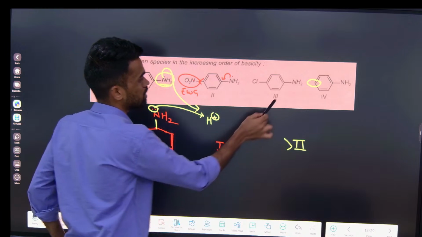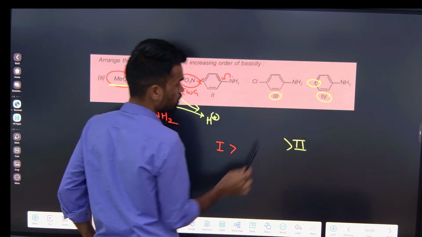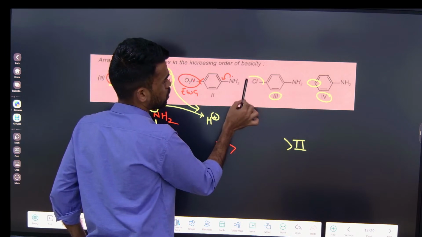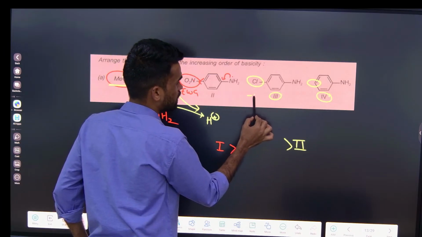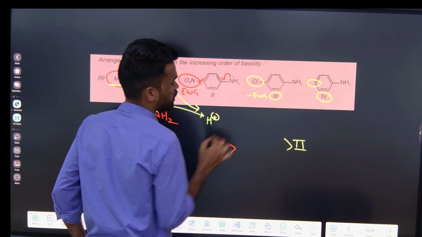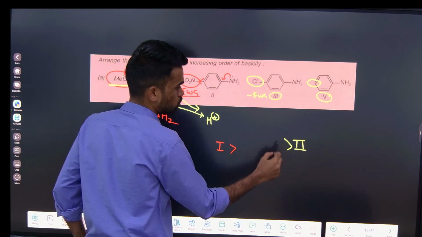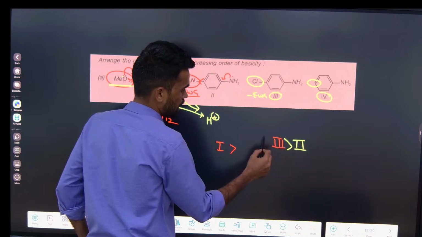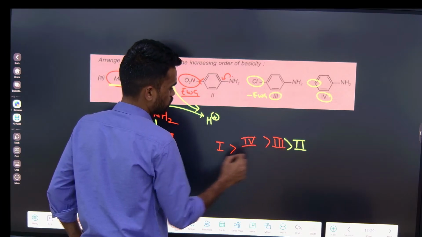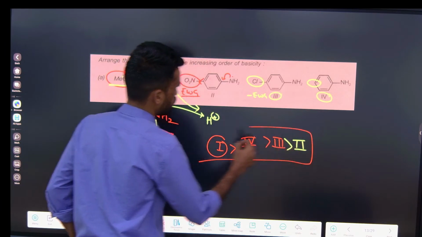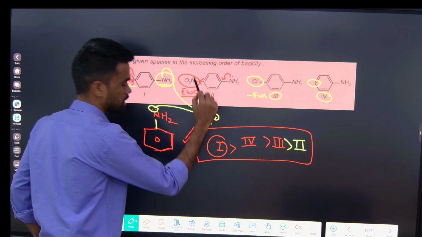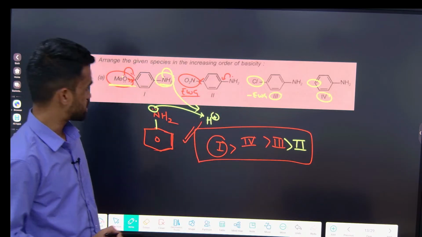Now in between we have these two things. Okay, so here chlorine is a weakly ring deactivating group due to its minus I nature, but it is a strong ring deactivating group. Therefore, here 2 followed by 3 and here 4 and 1. Okay, so this is your final answer for the basic nature of amines. I hope the discussion is clear.